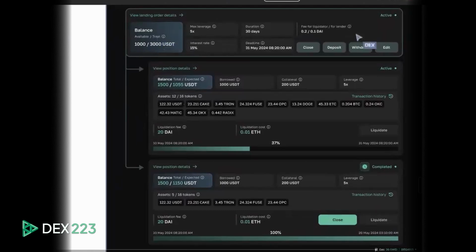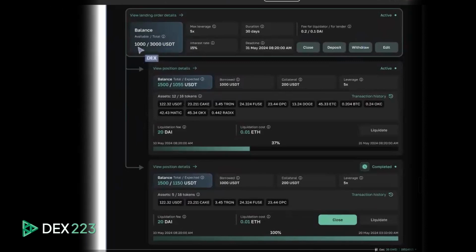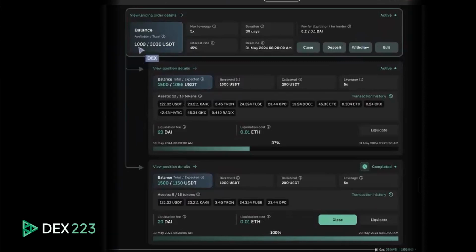And the lender can deposit new funds. They will go to this balance. They will become available for trading and for borrowing. He can withdraw funds. So if there is 1,000 available, or if some position is closed and there will be 2,500 available, he can just withdraw it, and the funds will go to his wallet. They will not be on the order balance anymore, and nobody will be able to borrow them, obviously.